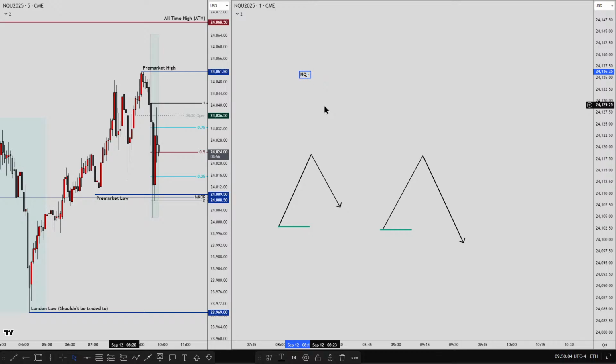and ES. Yes, that's going to be your best SMTs. Using YM, it is permissible. It's not like it's wrong, but it's less reliable.